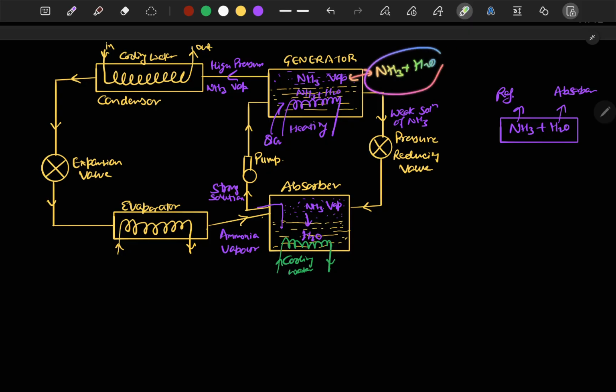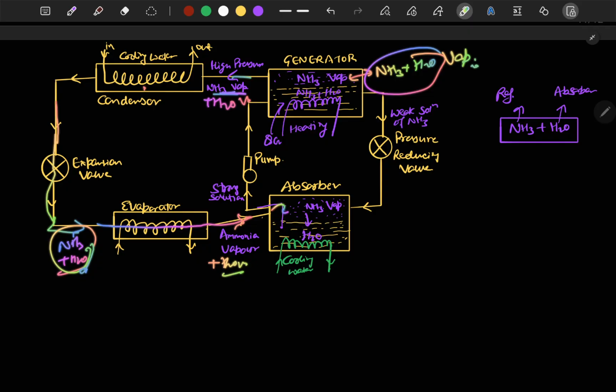Due to the presence of water vapor, this complete ammonia vapor plus water vapor will be sent to the condenser, and it is further condensed, and here we will get ammonia plus water liquid. Although the water will be in a small amount, it will be present here. And when this is moved to the evaporator, after the evaporator we will get ammonia vapor plus water vapor. This is again sent back, and this cycle will continue.